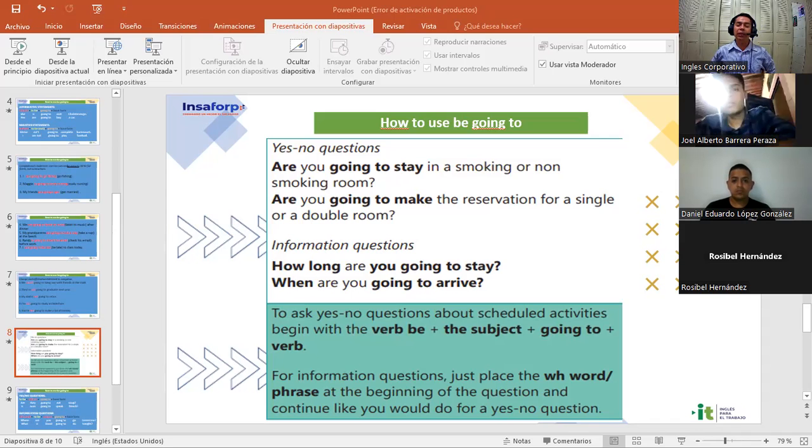Repeat after me, please. Are they going to eat soup? The intonation is, are they going to eat soup? Is Juan going to speak French?